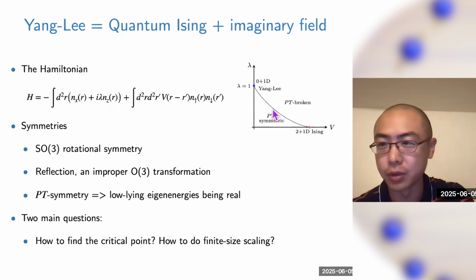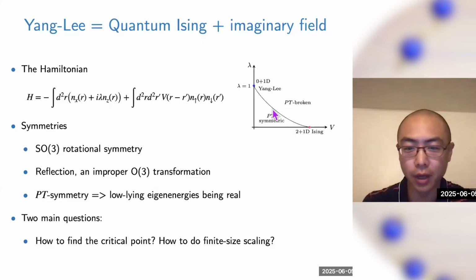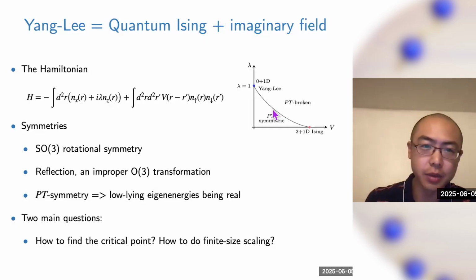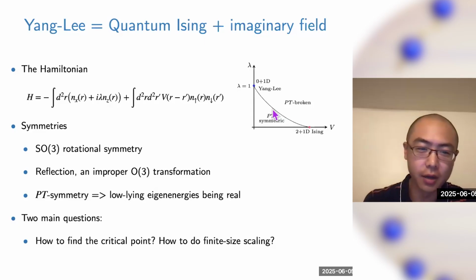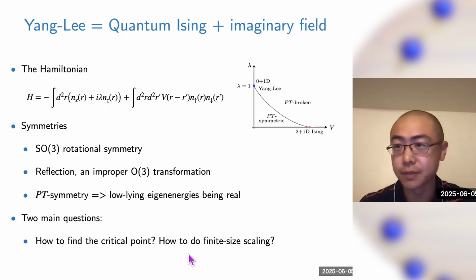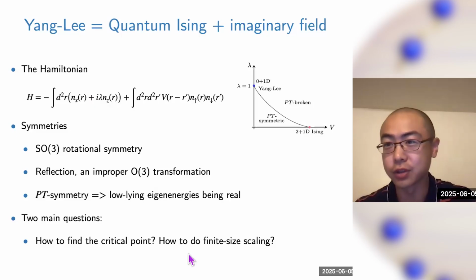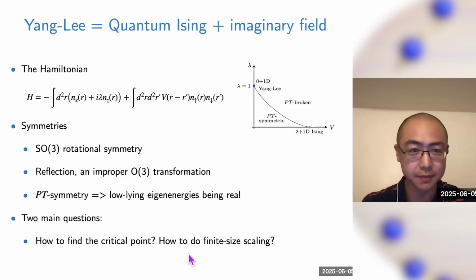So we still have real scaling dimensions, and we should still see real eigenenergies, at least in the low-lying part of the spectrum. In order to use this Hamiltonian to tackle the Yang-Lee CFT, we basically have to answer the two questions that have been addressed in the introduction, which are how to find the critical point and how to do finite size scaling. And in the rest of the talk, I would at least provide our version of the answer to these two questions.